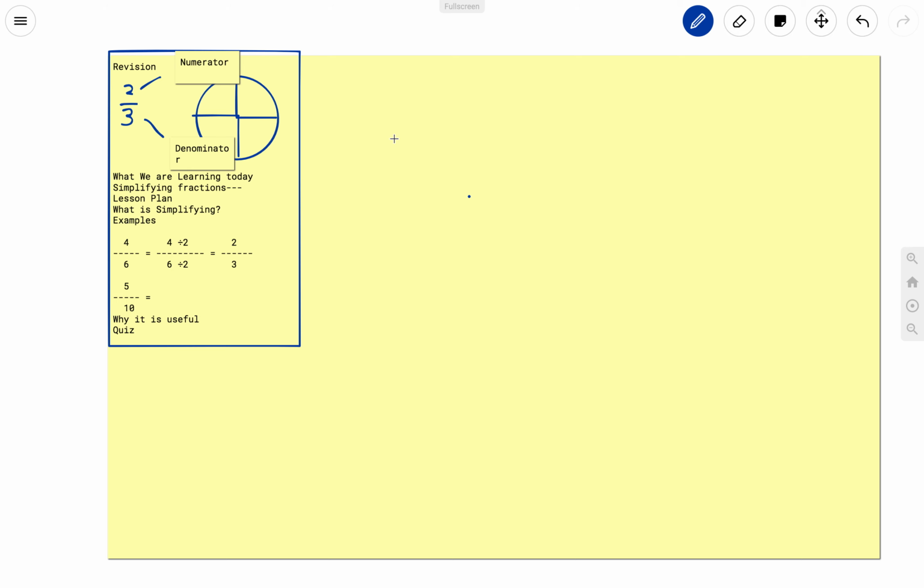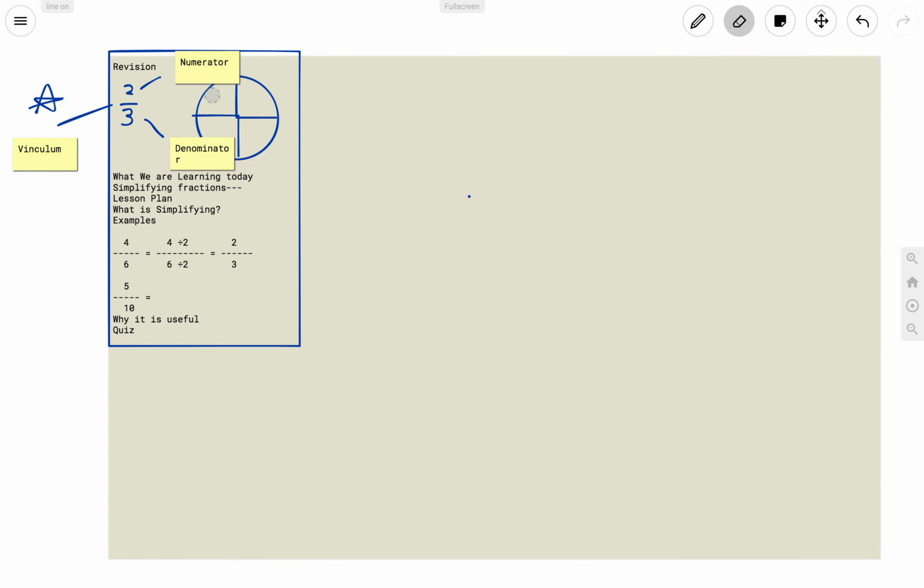Now, bonus question. Let me just draw a star. What is the line in the middle called? It's called the vinculum. So it basically means divide. And for the vinculum, as to how you use it, you probably won't need it right now, so its name is all you really have to know.